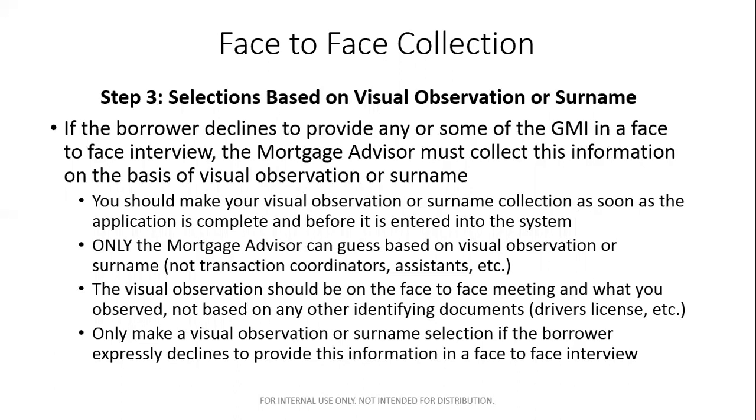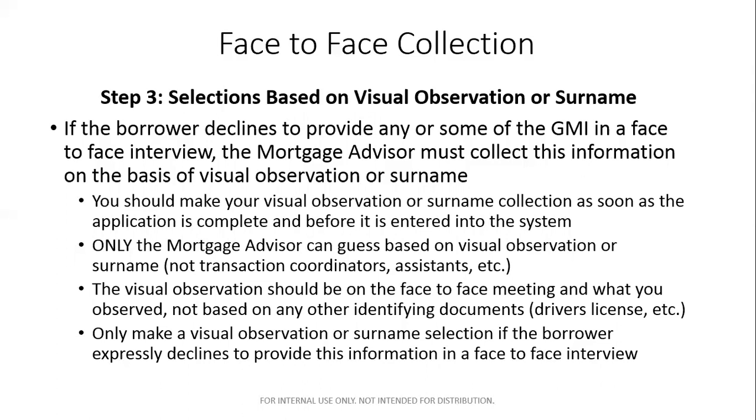Step 3, selections based on visual observation or surname. This is how we go about selecting the visual observations. If the borrower declines to provide any or some of the government monitoring information in a face-to-face interview, the mortgage advisor must collect this information on the basis of visual observation or surname. You should make this visual observation or surname collection as soon as the application is complete and before entering it in the system.